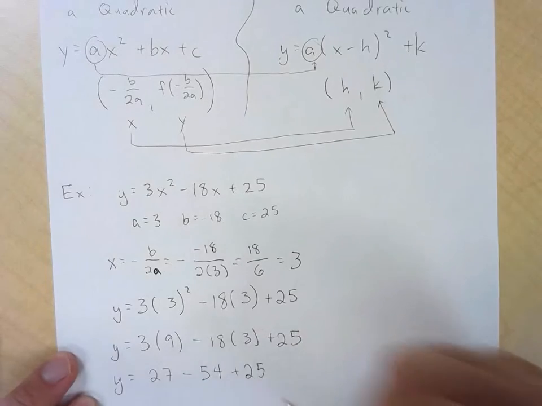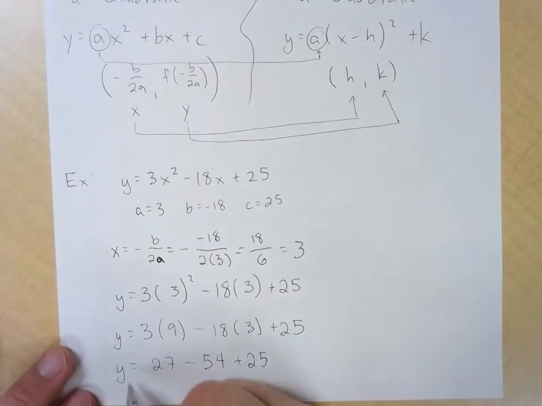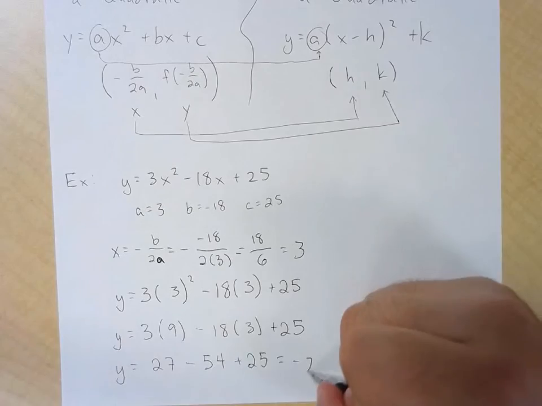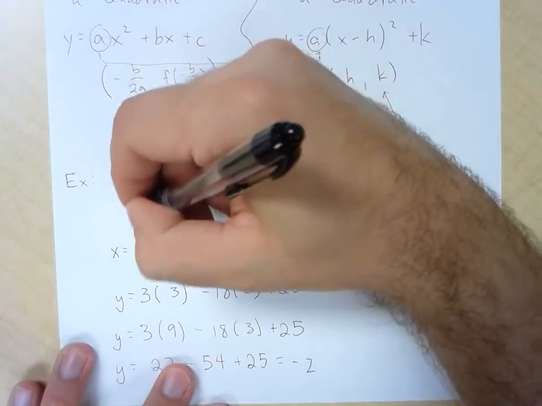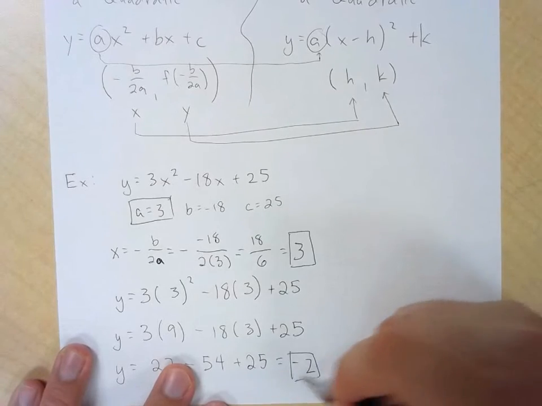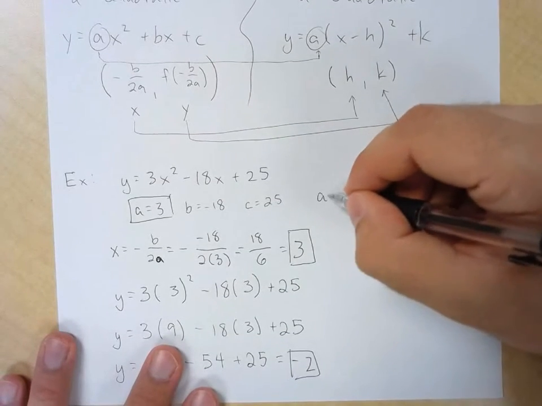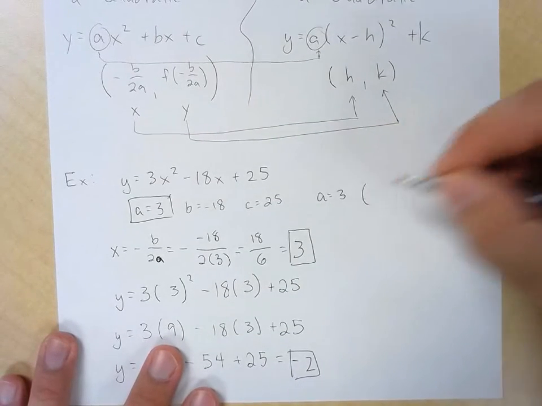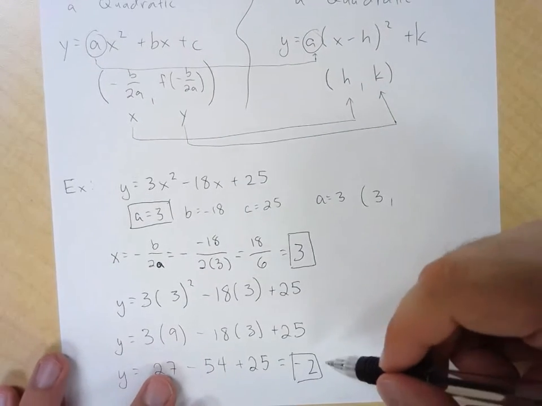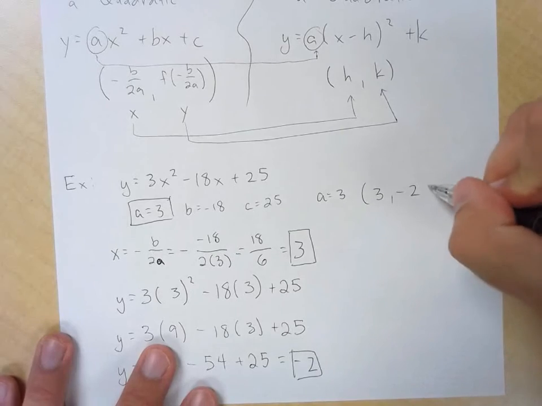Plus 25. And now all we have is some addition and subtraction, so we're going to add or subtract them together. So 27 minus 54 plus 25 is going to give us negative 2. So we have our A, we have the H, and we have the K. So A is going to be 3. Our h is going to be 3 as well, and our k is going to be negative 2.